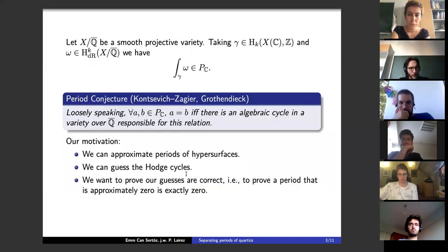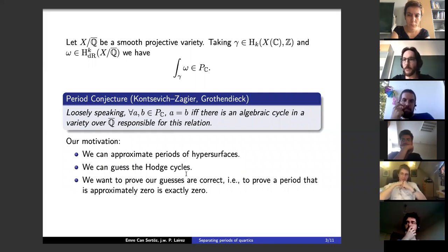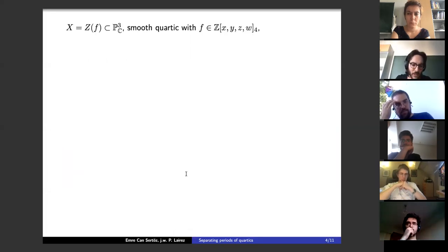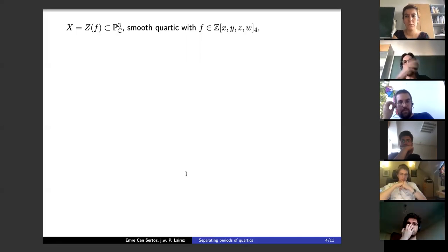Okay, so I've been talking about this pie in the sky dream of making arithmetic effective for periods. But now what we're going to do is to restrict ourselves to a very small chunk of this problem, and then to solve this problem in this small chunk. Okay, so this chunk is periods coming from quartic surfaces. A quartic surface will be cut out by a polynomial of degree 4.